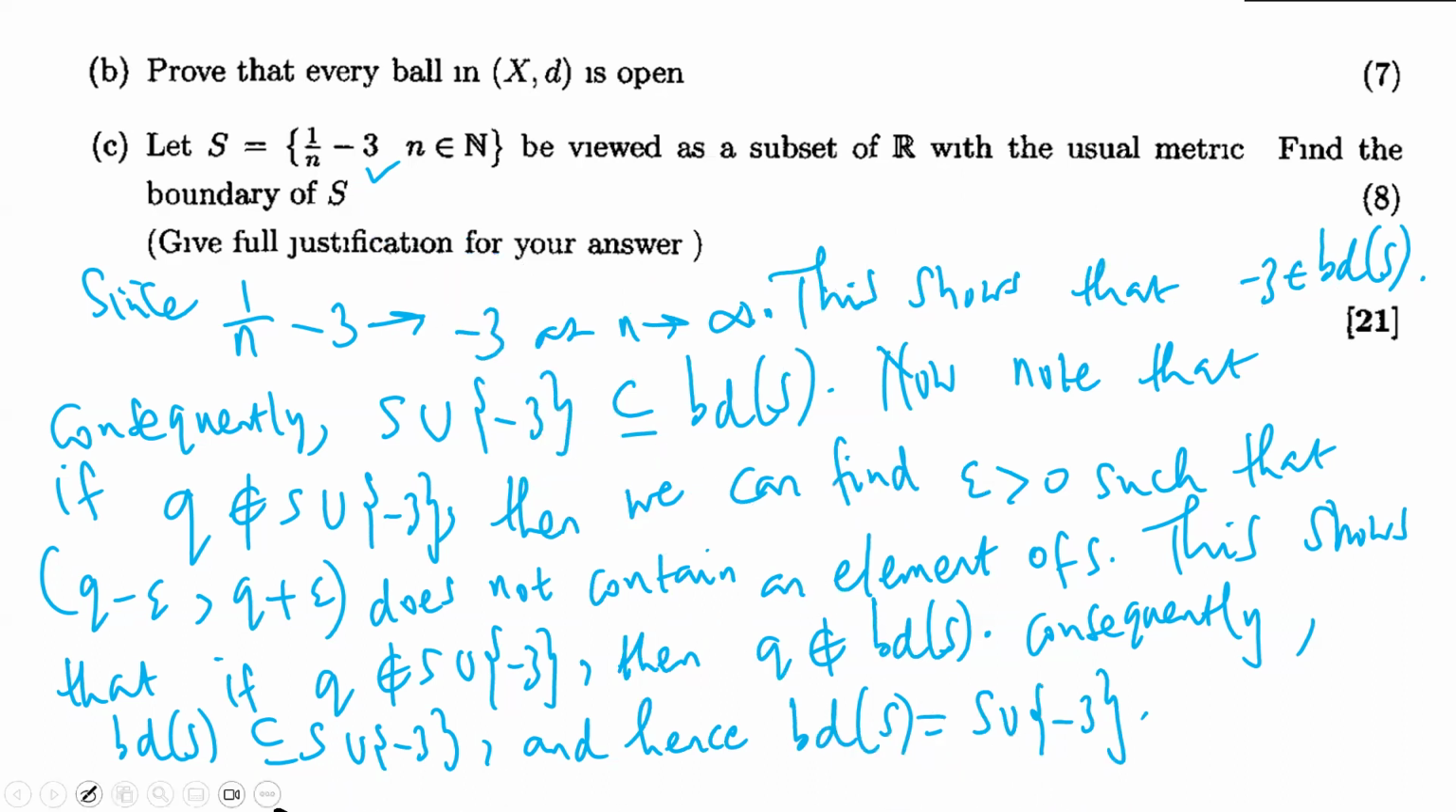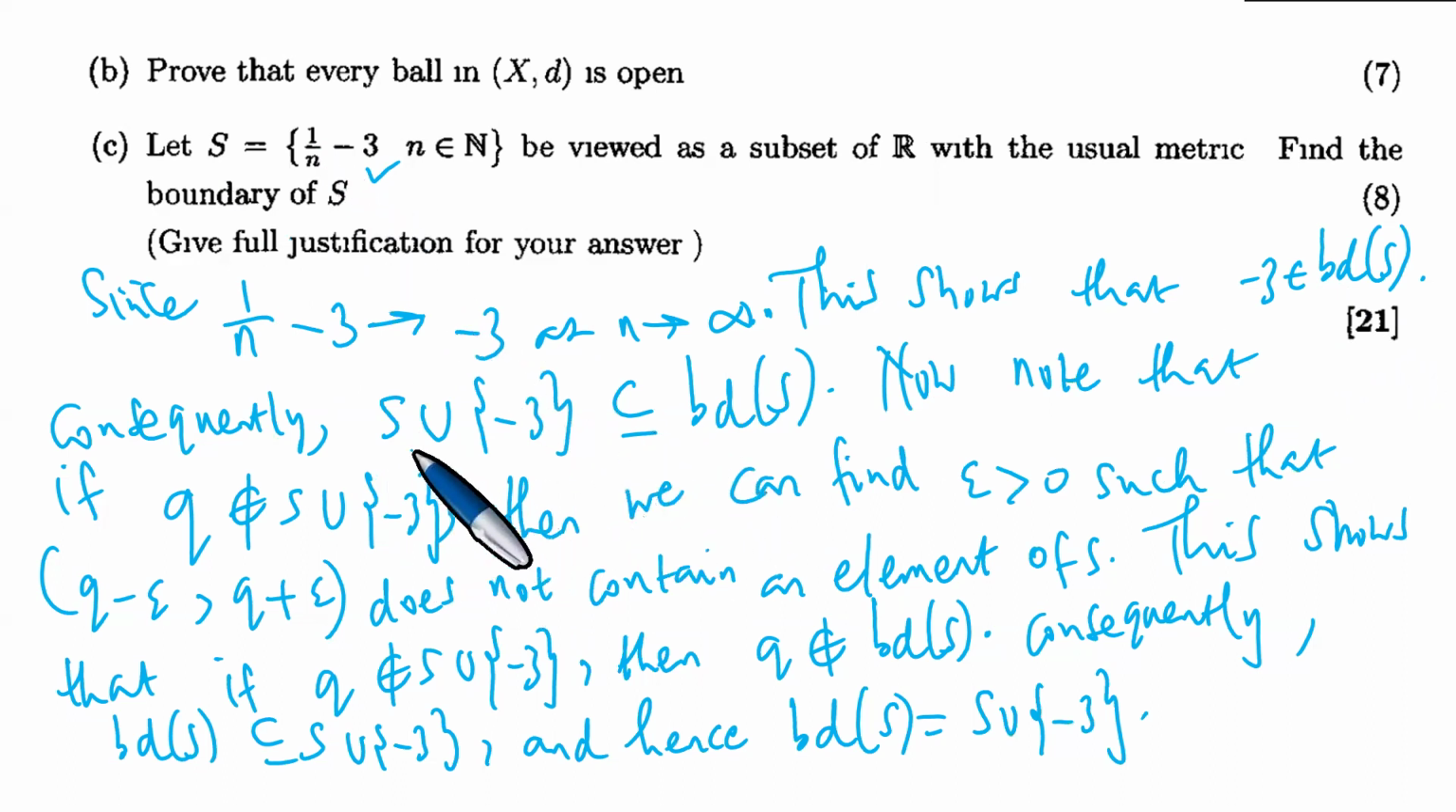Okay, now let us go through this. Since 1 over n minus 3 approaches minus 3 as n approaches infinity, because if n approaches infinity, then 1 over infinity becomes 0, giving us minus 3. This shows that minus 3 is an element of the boundary of S. Consequently, we can take S now and include the minus 3.